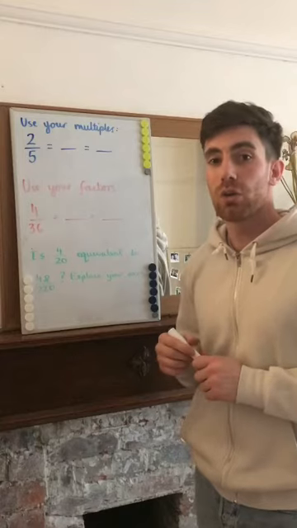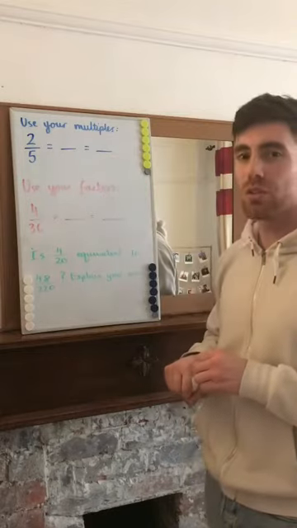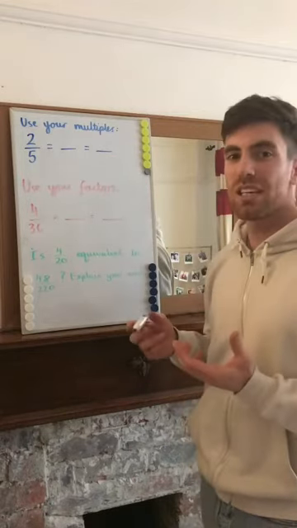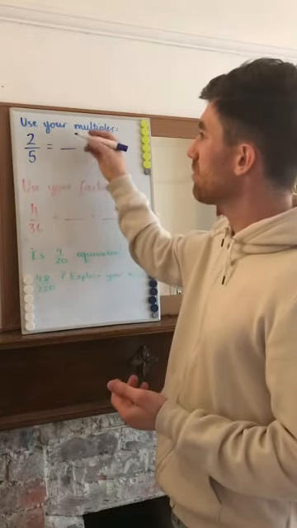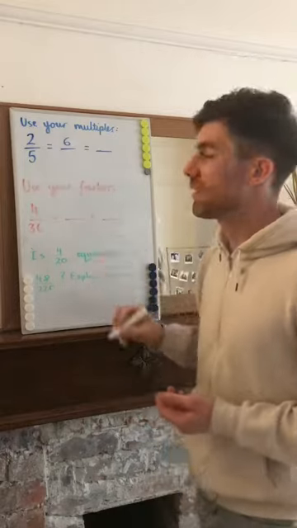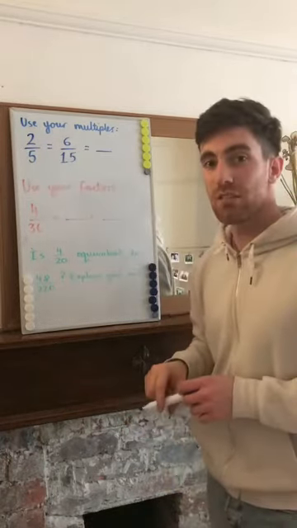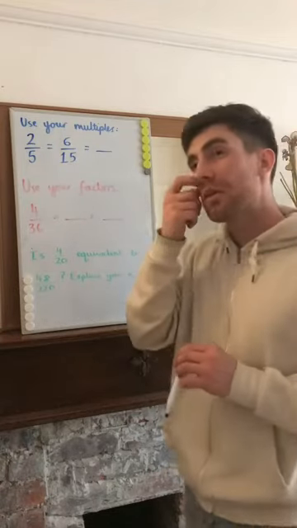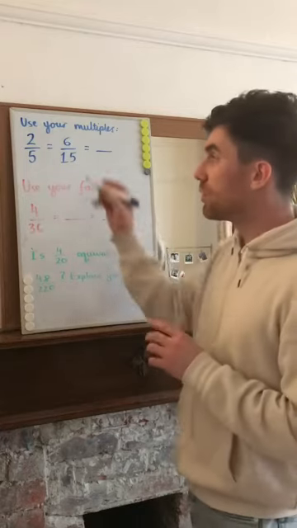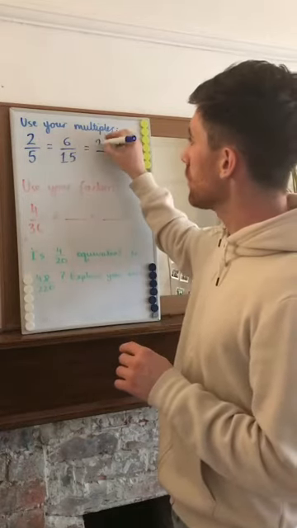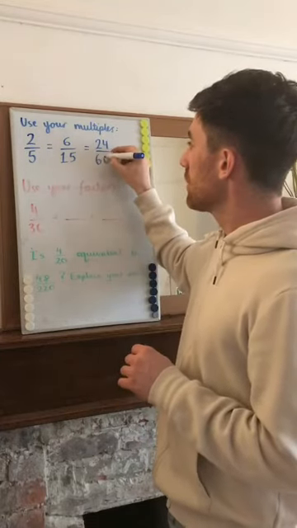Okay, so you've had a go at the questions. I'm going to go over them now. Now it said use your multiples. I could just use an easy one, 3. So 2 times 3 is 6. 5 times 3 is 15. That was an example. Let's go a little bit more adventurous. I could do 12. So 2 times 12 is 24. 5 times 12 is 60.